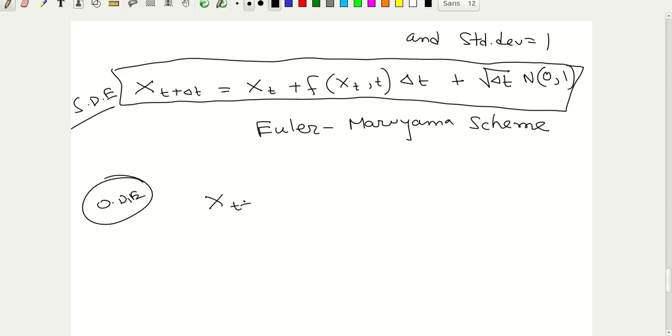So your x of t plus delta t will be equal to x of t plus f of x of t comma t into delta t. This is basically called the simplest Euler, the forward Euler scheme.